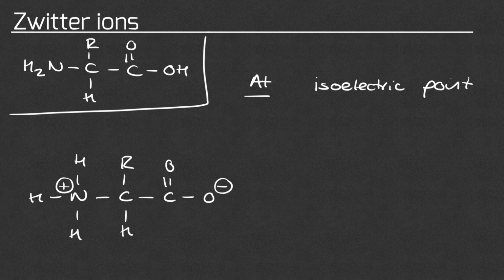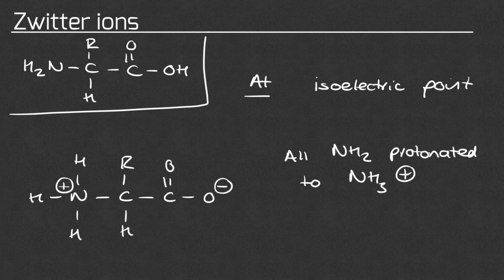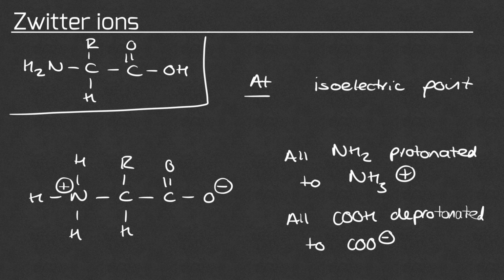This is the structure of the Zwitterion at the isoelectric point. So it's the pH where all of the NH2 groups have been protonated to NH3+ groups, and all of the carboxylic acid groups have been deprotonated to our carboxylate ion groups. Remember, amino acids are amphoteric, they can act as acids and bases, so this is the pH where it's acting simultaneously as a base, accepting a proton, and an acid, losing a proton.